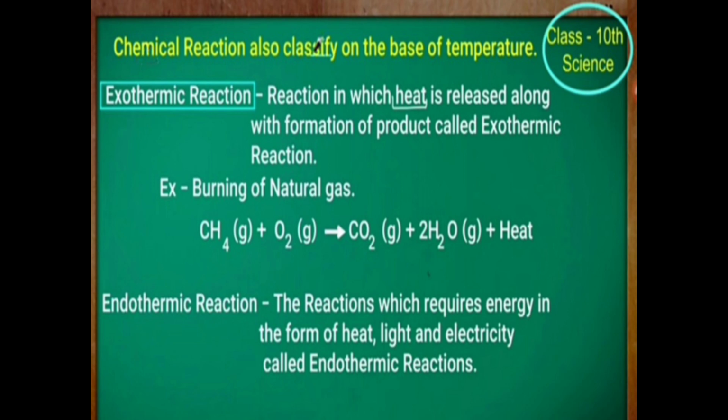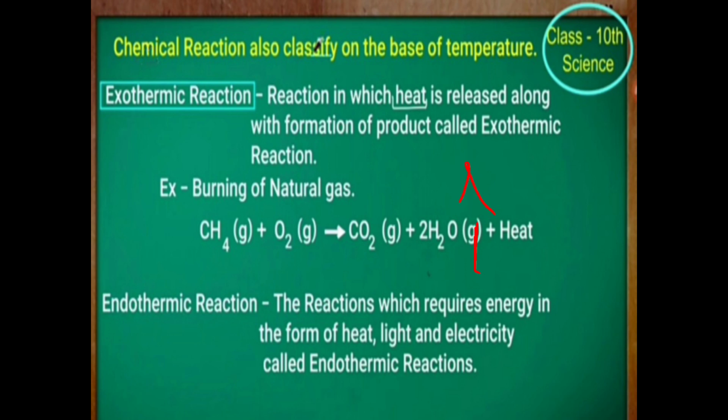As we can see, the burning of natural gas: CH4 methane plus oxygen gives carbon dioxide gas plus water. Water is a liquid, L, plus heat is released. Understood? I hope you are clear. Exo means release of heat. Heat is released, it helps us to move the heat outside and the product is also formed.